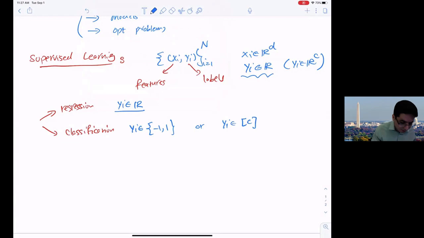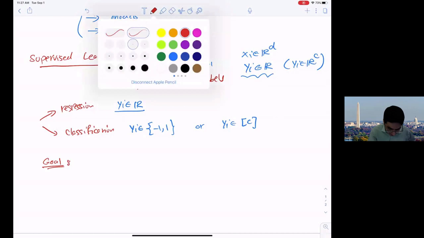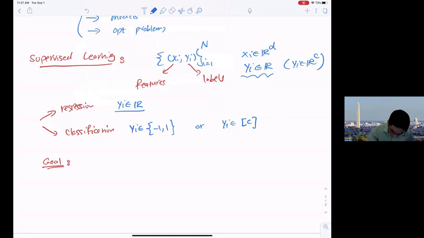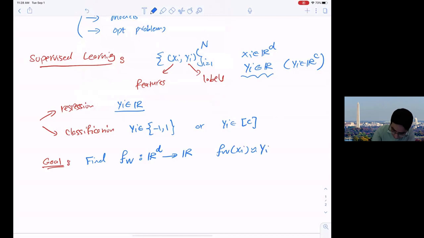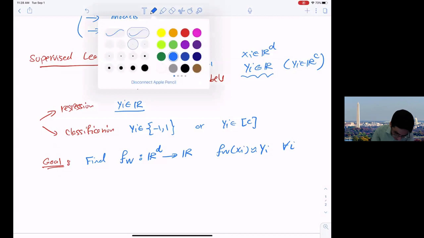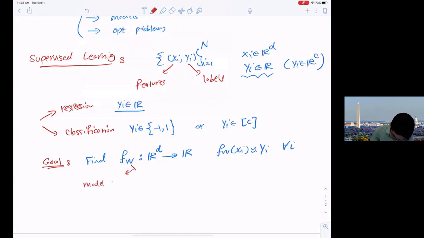All right, so what is the goal here? Our goal is very clear in supervised learning. We'll talk about reinforcement learning, unsupervised learning, and in fact self-supervised learning later on in this course, but let's start with supervised learning. Our goal is to find a function, let's say f_W, from my D-dimensional input space to my output space R, such that f_W of x_i is a good predictor of y_i for all of my training samples. W here represents my model parameters. So I want to find this function mapping my inputs to outputs.